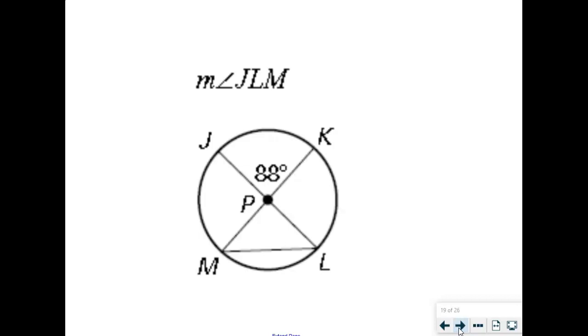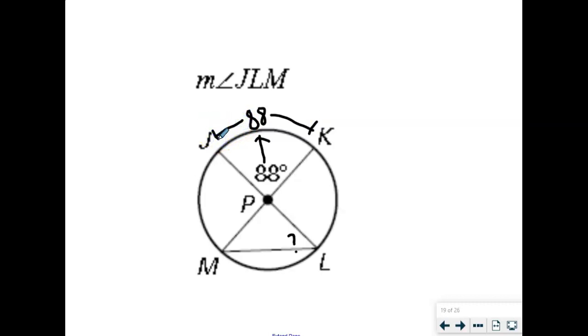We want to find the measure of angle JLM. Now, angle JLM is right here. Alright, now let's see what I got going on here. Now, this is where students start kind of messing up. Notice that 88 is not an inscribed angle. It's a central angle. So remember, central angles are equal to the arcs. So this is 88 from here to here.